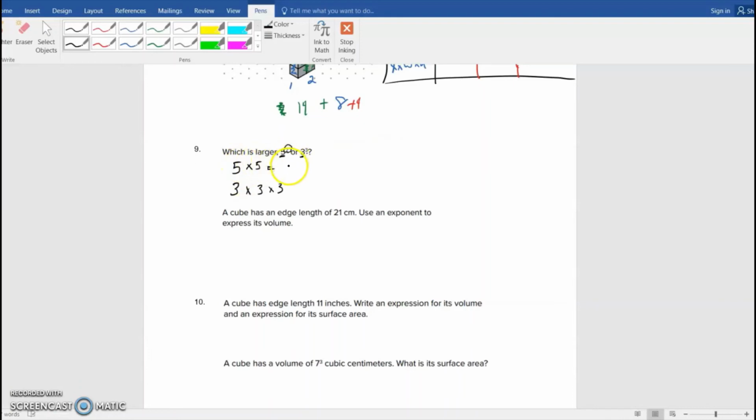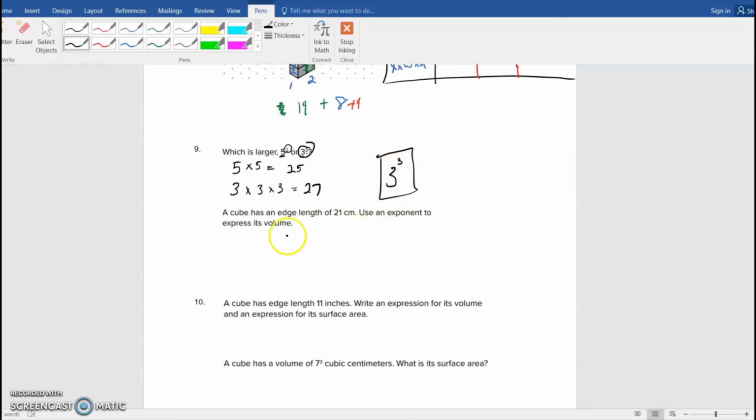So here 5 times 5 gives me 25. And then down here 3 times 3 is 9. And then 9 times 3 is 27. So which one of these is larger? I would say 3 to the third power is larger. 3 cubed is larger.